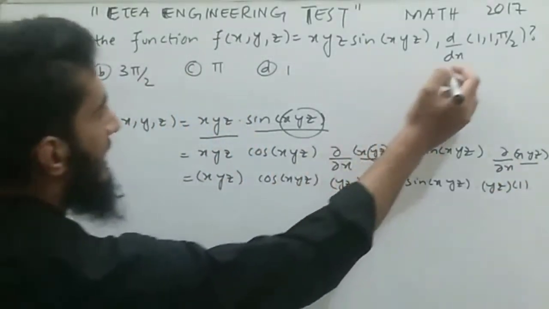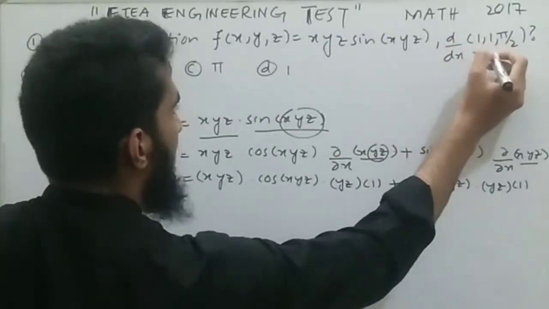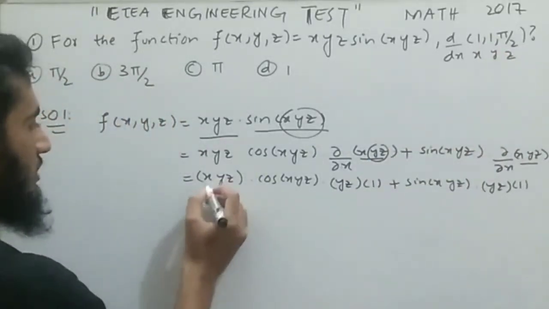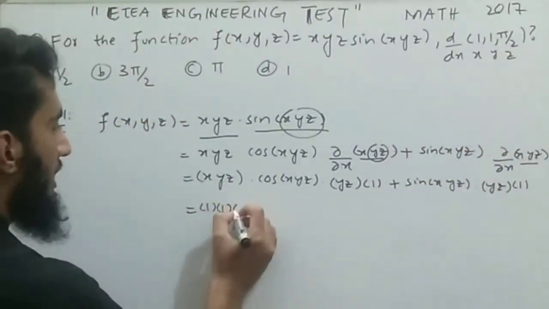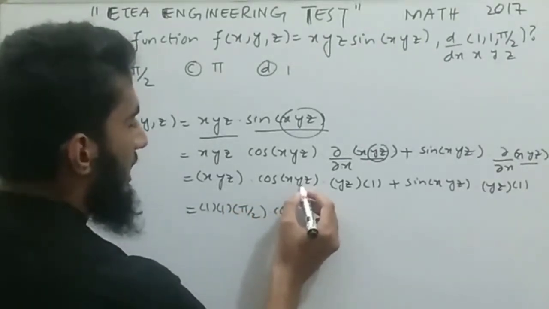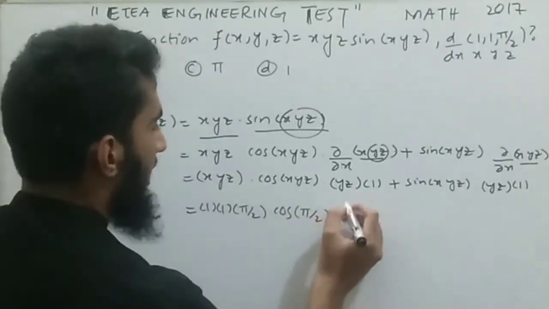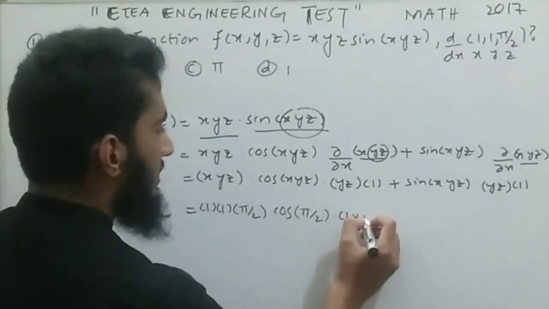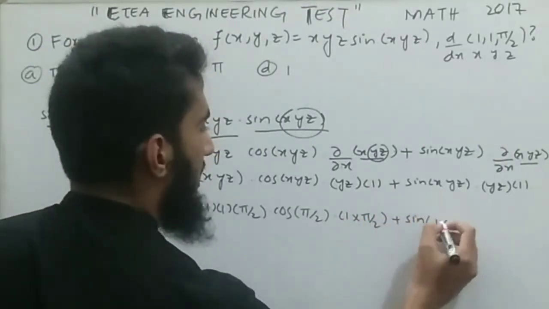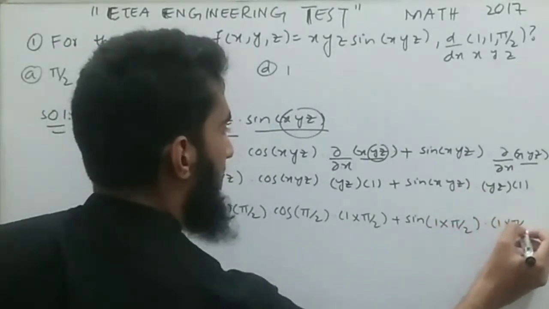Now they ask us to find the derivative of this function with respect to x at 1, 1 and pi by 2. This one is actually x, this is y and this is z. So putting the values we will get the required result. x is 1, y is 1 and z is pi by 2. Over here it becomes cos of 1 multiply 1 gives us 1 and 1 multiply pi by 2 gives us pi by 2, and dot yz, y is 1 multiply z is pi by 2. And plus sine of x and y is 1, it gives us 1 multiply z is pi by 2 into y is 1 and z is pi by 2.